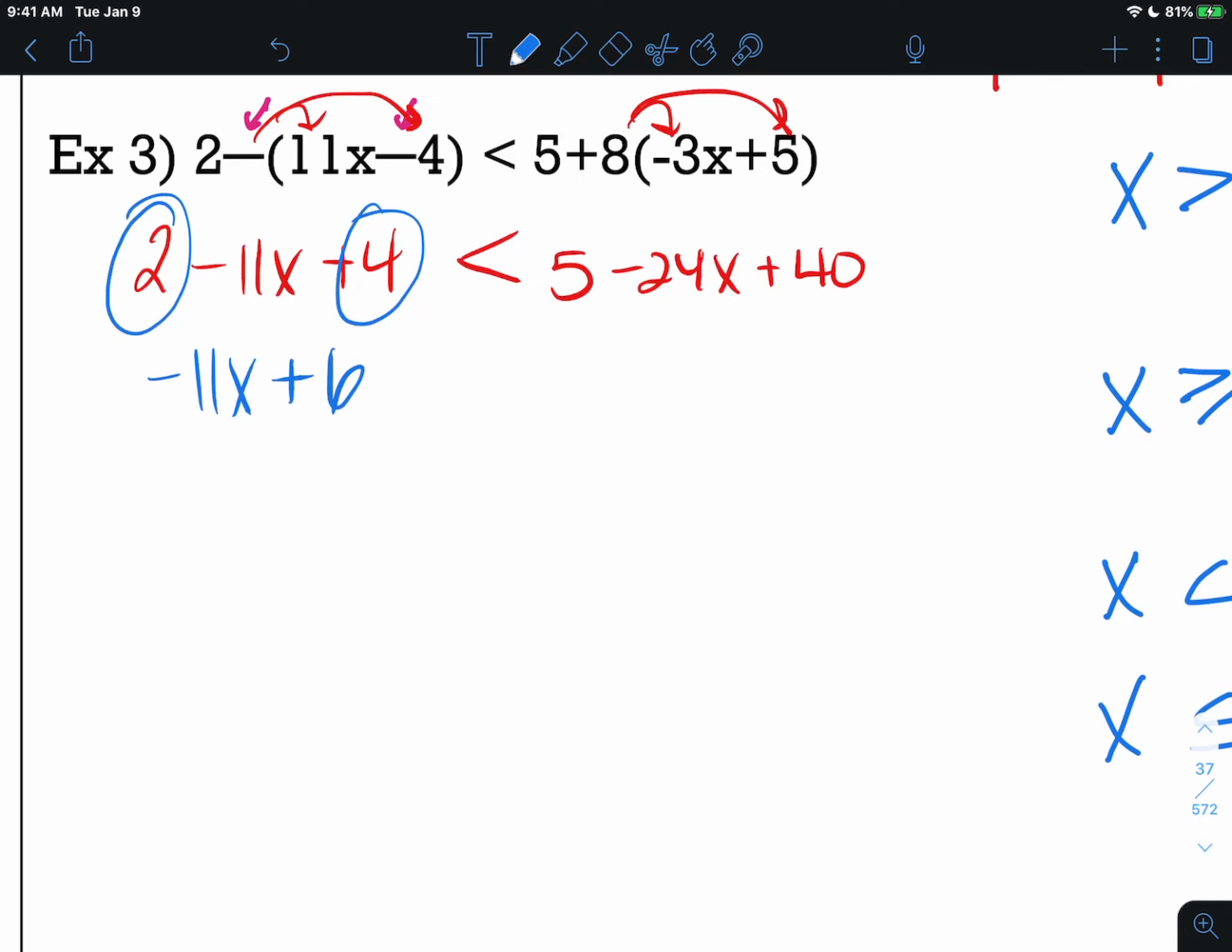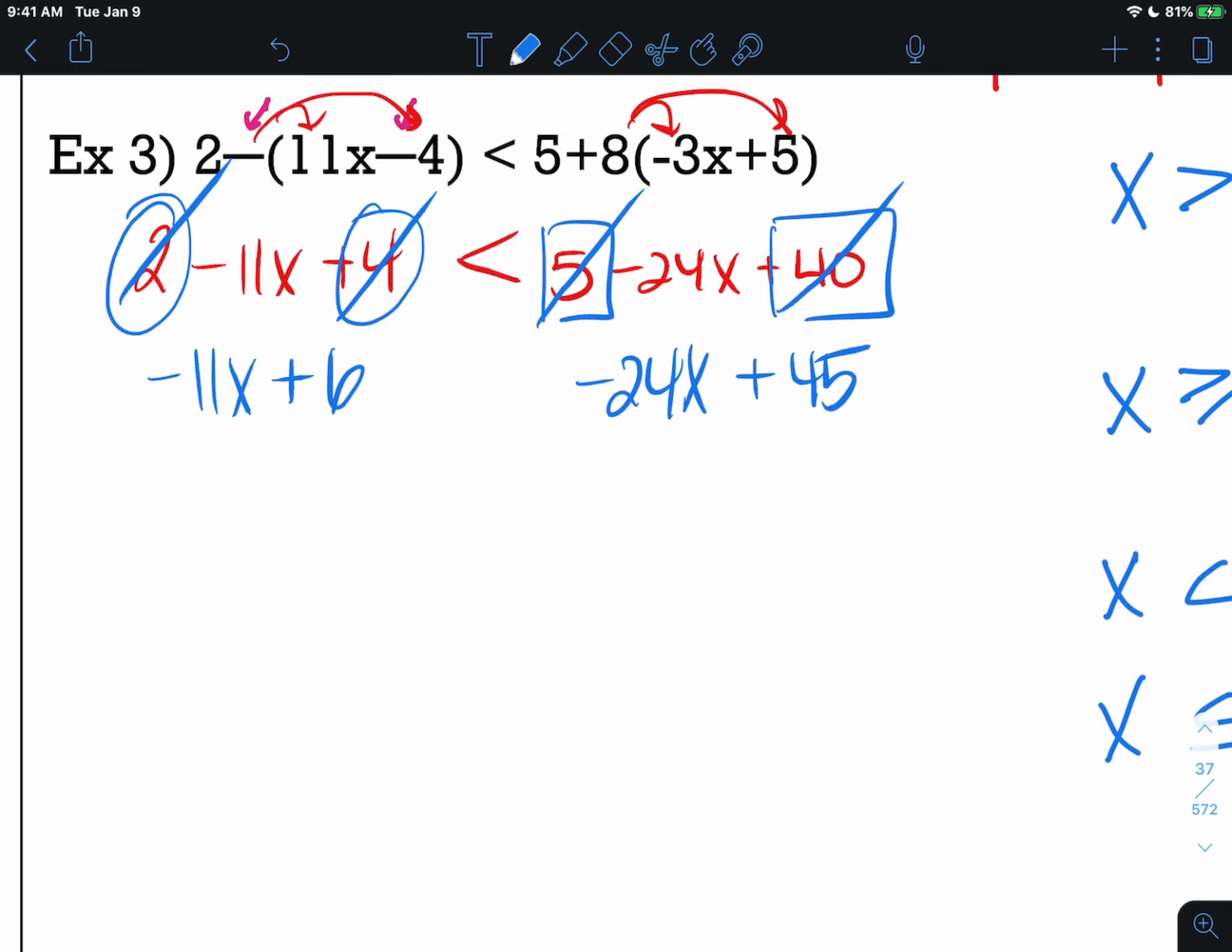I look over here, all of my x's are fine, they're already combined, but I do see these numbers here. Let's go ahead and combine them. And remember, I like to cross them off just to remind myself that I already did it. Did I multiply or divide by a negative number on both sides of the equation? Nope. So I'm going to go ahead and just write in my symbol exactly as I see it.